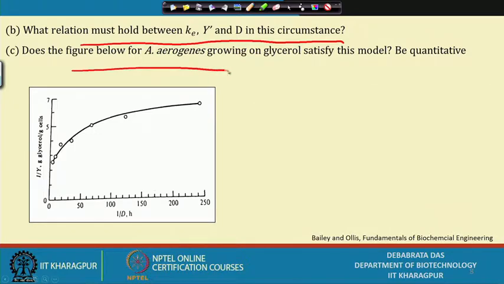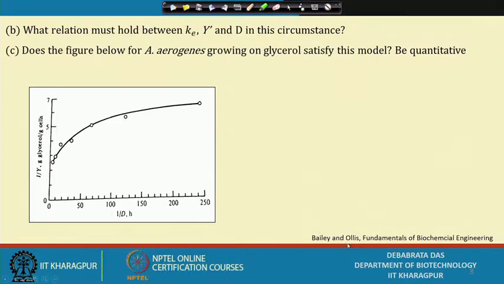And does the figure below, Aerobacter aerogenes growing on glycerol, satisfy this model? You know that Aerobacter aerogenes is a kind of organism for which, when you plot 1/Y versus 1/D, where D is the dilution rate, they get this kind of correlation, and we shall have to find out whether it satisfies this Pirt equation, the Pirt model. So, this we shall have to prove.